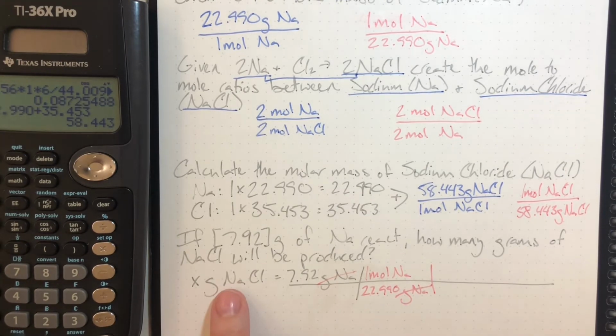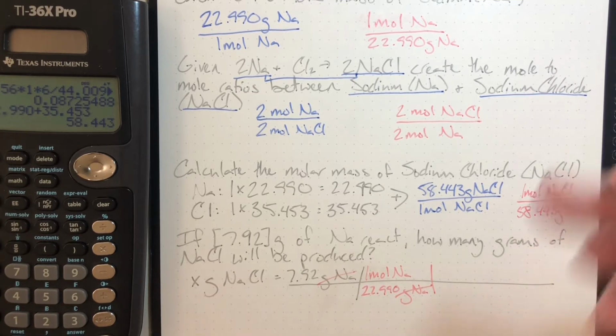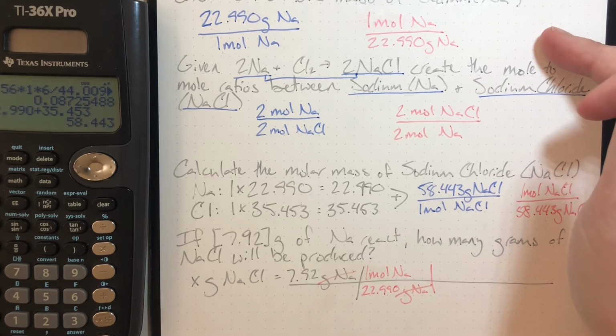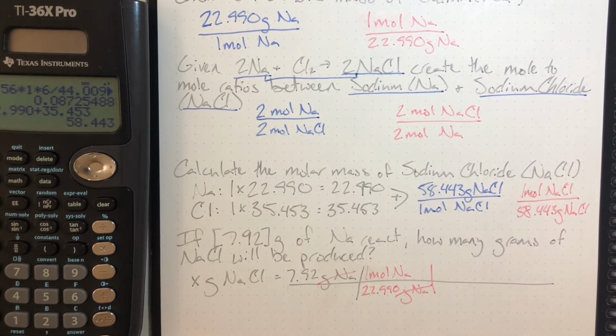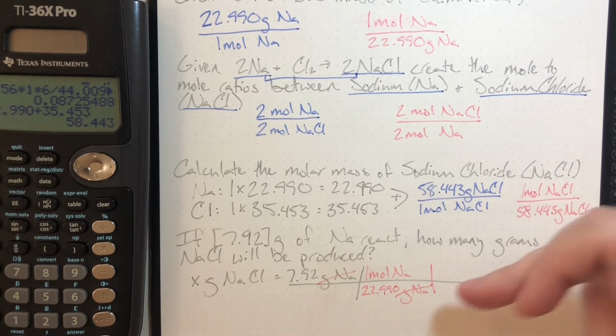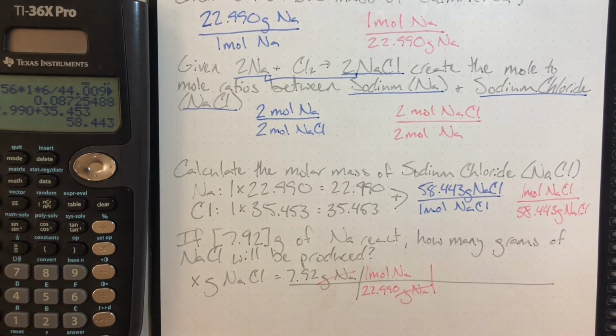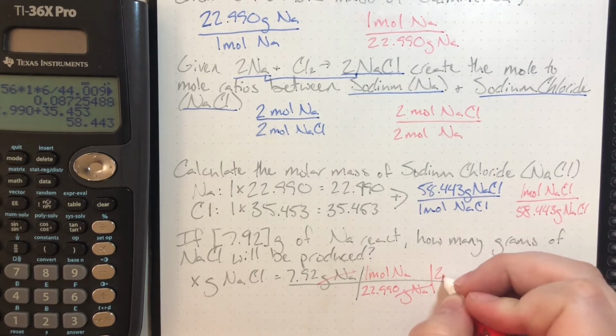I don't want moles of sodium, I want grams of sodium chloride, so I'm not quite done. Now I need to get out of moles of sodium. I cannot use the same conversion factor twice. The only other conversion factor that has moles of sodium is going to be the mole-to-mole ratio. The version of the conversion factor that has moles of sodium in the denominator is the red version, so that is the version that I will use.